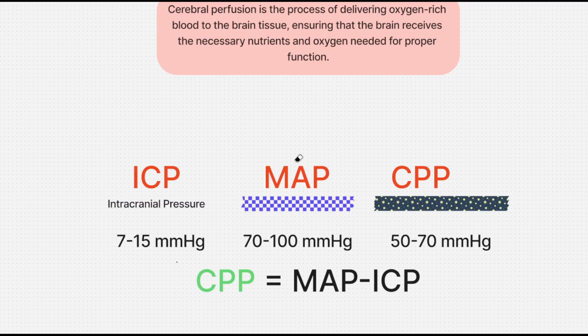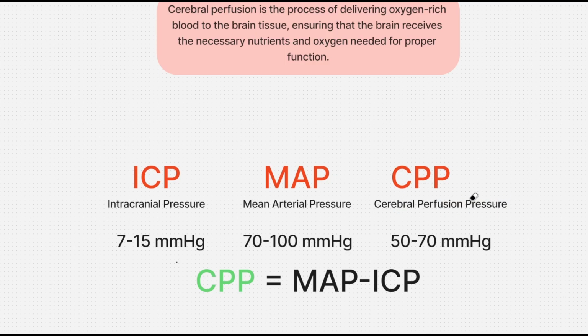Now for the MAP, it's 70 to 100 millimeters of mercury. If you're familiar with these numbers, you might be able to deduce which one this is. This is basically the mean arterial pressure, the pressure of blood in arteries. And then we have the third one here, which is calculated by this equation. We're going to be talking about that. This one is CPP, or cerebral perfusion pressure.